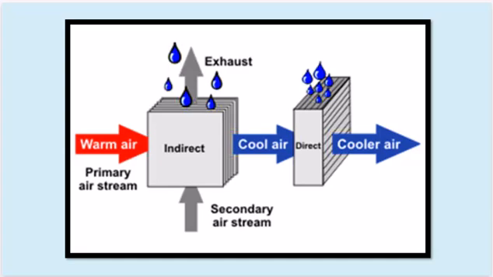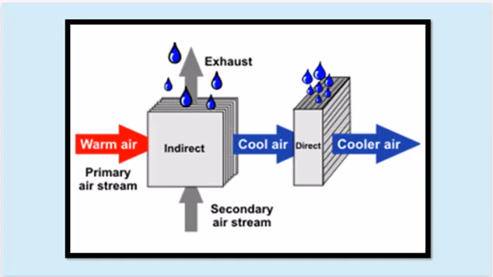This system works by utilizing two air streams and a cooling medium, typically water. Warm air is drawn into the system and passes through an indirect evaporative cooling section. Here, the air is cooled as it exchanges heat with a secondary air stream that has been humidified by passing through a wetted media. The secondary air stream, now saturated with moisture, is then exhausted from the system.